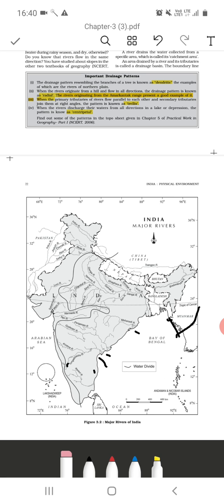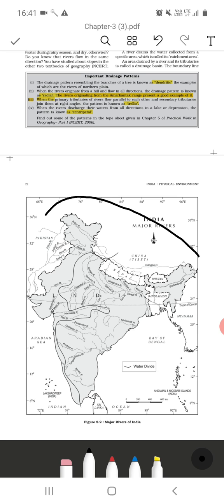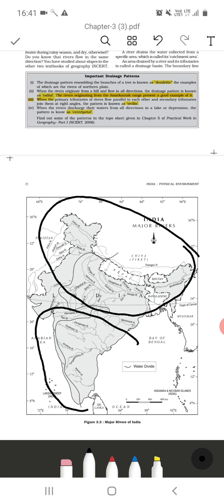Now I hope these four drainage patterns are clear to all of you. Now let's talk about two major river systems in India. So these two major river systems are, one is the rivers which are originating from Himalaya, and another one is the rivers which are flowing in peninsular India. These are two major drainage patterns in India. First, we will talk about the rivers which are originating in Himalayan region.